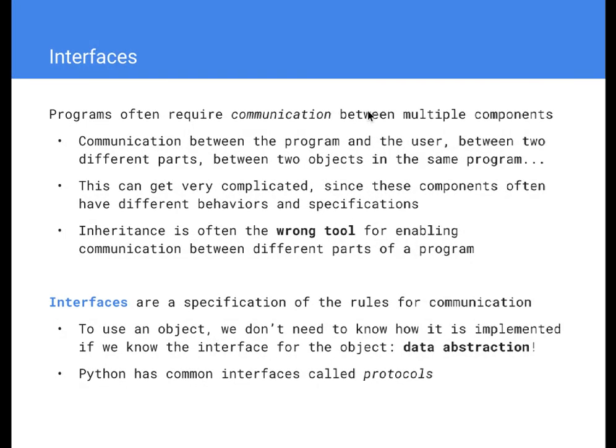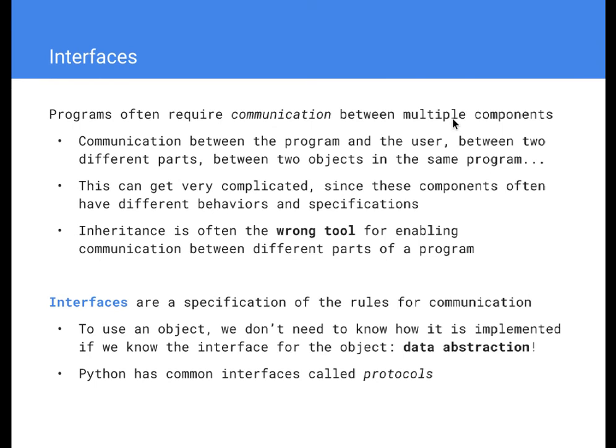Communication can be between the program and the user, between two different parts, and between two objects in the same program. So there are different types of communication that we can think of. And this can get very complicated since these components often have different behaviors and specifications. Like we saw, electric type Pokemon do different things from regular Pokemon when they attack. Inheritance is often the wrong tool for enabling communication between different parts of a program. So if our only goal is to have different Pokemon be able to attack each other, then inheritance might not be the right tool.